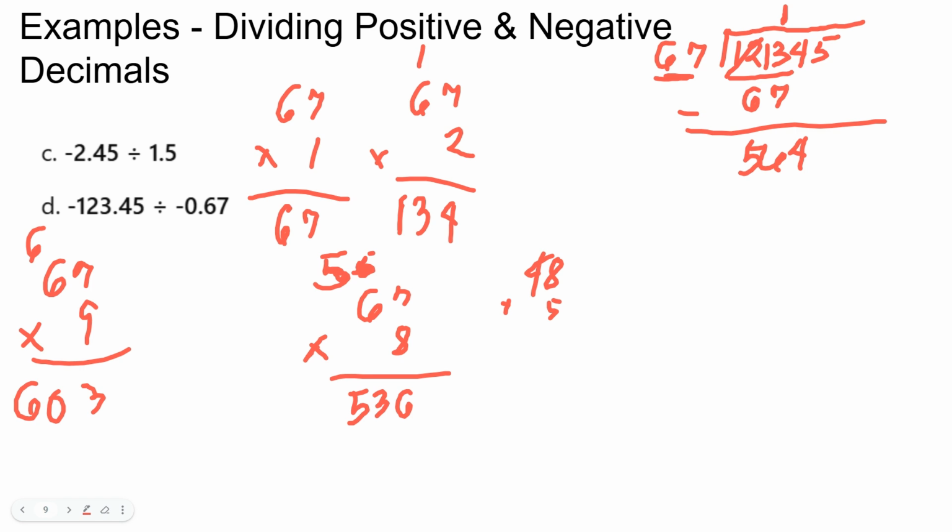Now you can see here 603 has already exceeded 564. Therefore, the answer to the question, how many 67s are there in 564, is 8. So 8 times 67 will give us 536, and then we subtract.